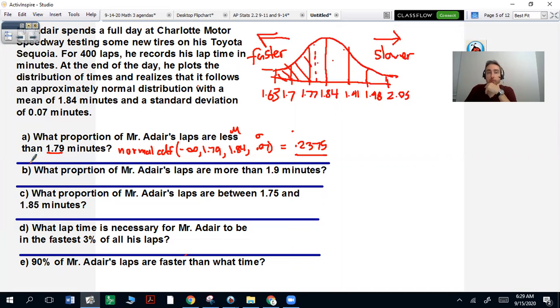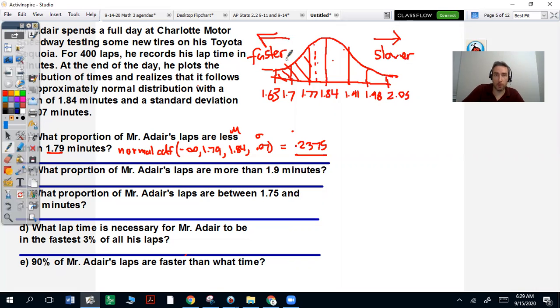The next one, what proportion of Mr. Adair's laps are more than 1.79 minutes? Well, when you're going more than, then that means, visually, we're talking about, if we're at 1.9, that's going to be somewhere over here. I would expect that to be somewhere over 16% because these last three are 16%, so somewhere a little bit over 16%. So anything to the right of that, so it's going to have an upper bound of infinity and a lower bound of 1.91.